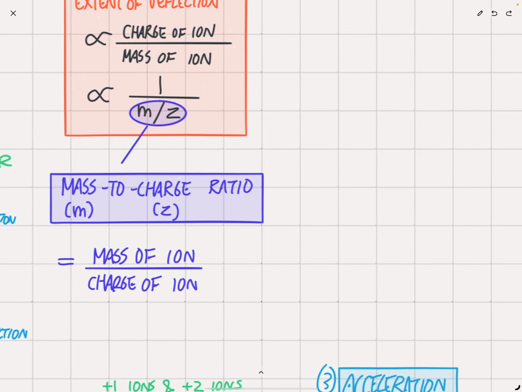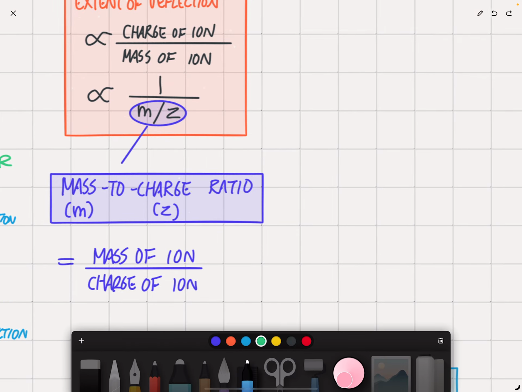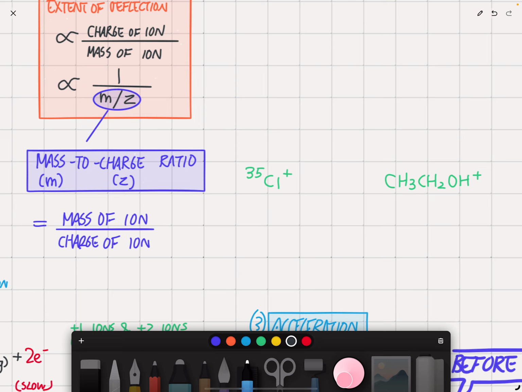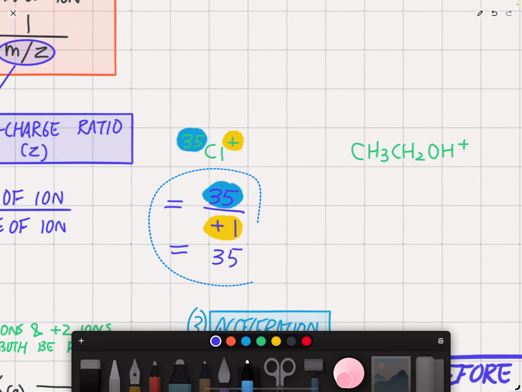So take 2 ions as an example. If we have 35Cl+, and we have CH3CH2OH+, how do we calculate the mass to charge ratio of these 2 ions? To calculate the mass, we just add up all the atomic masses, like you normally would when you find the molar mass of a substance. So this is found by dividing 35 by +1. So you have the mass up top, and then you have the charge at the bottom. So the answer would be 35 for the mass to charge ratio of 35Cl+.